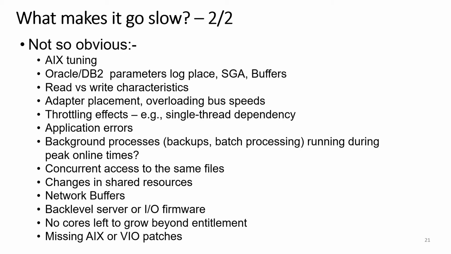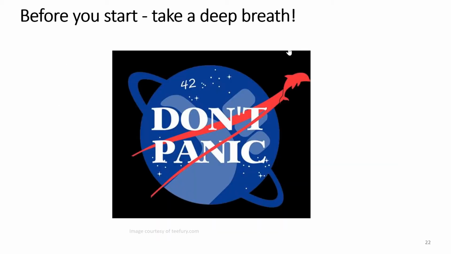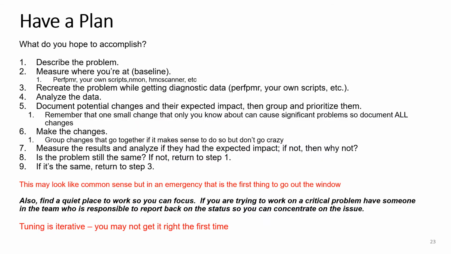And the one thing I do see a lot of is this no cause left to grow beyond entitlement. And basically, if you've back level on your server IO firmware, if you're missing AIX or VIO patch, all of those have the potential to impact your performance, which is one of the reasons why I started out by saying stay current. So step one is take a deep breath and don't panic. And then sit down and come up with a plan.